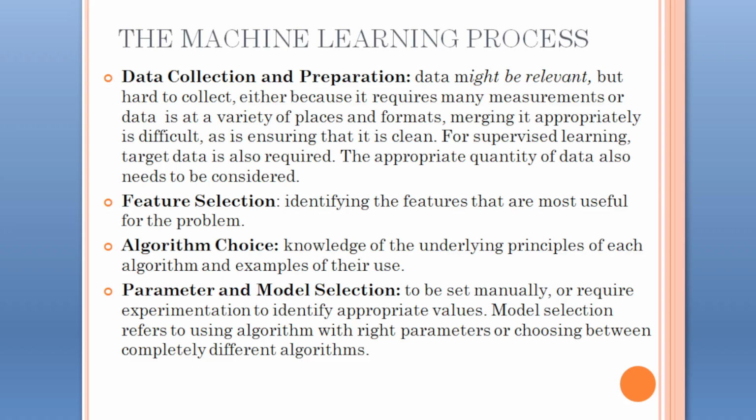The last step is parameter and model selection. For many of the algorithms, there are parameters that have to be set manually or that require experimentation to identify appropriate values. Model selection refers to using the algorithm with the right parameters or choosing between completely different algorithms such as KNN versus decision tree versus SVM.